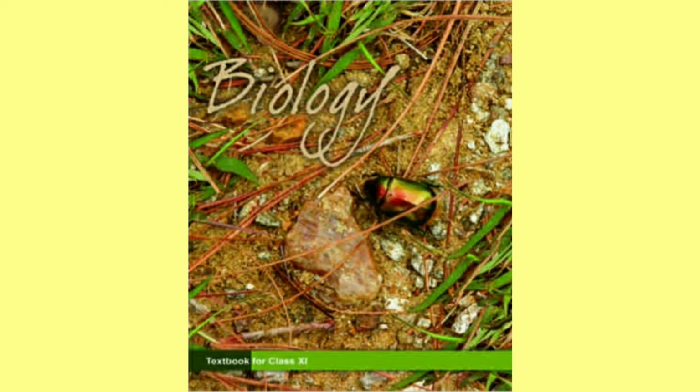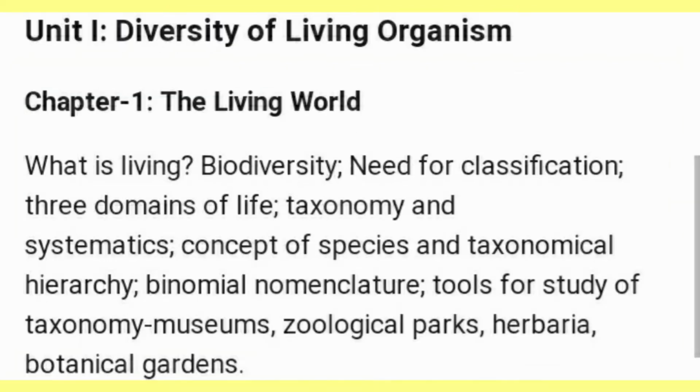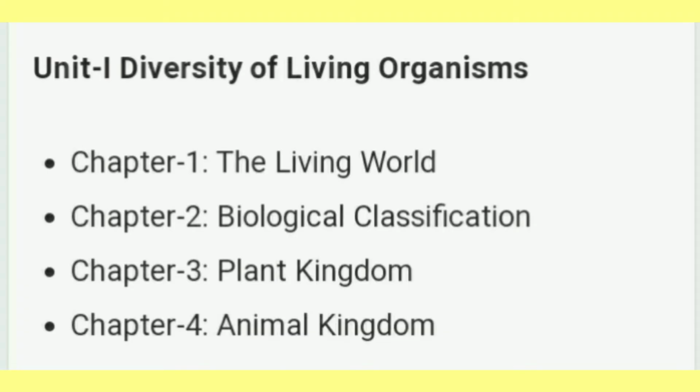So first, let me tell you about the units. Now in class 11 biology you have 5 units, unit 1 to 5. So unit 1 is called diversity of living organisms. In this unit you have chapter number 1, the living world, chapter number 2, biological classification, chapter 3, plant kingdom, and chapter 4, animal kingdom.